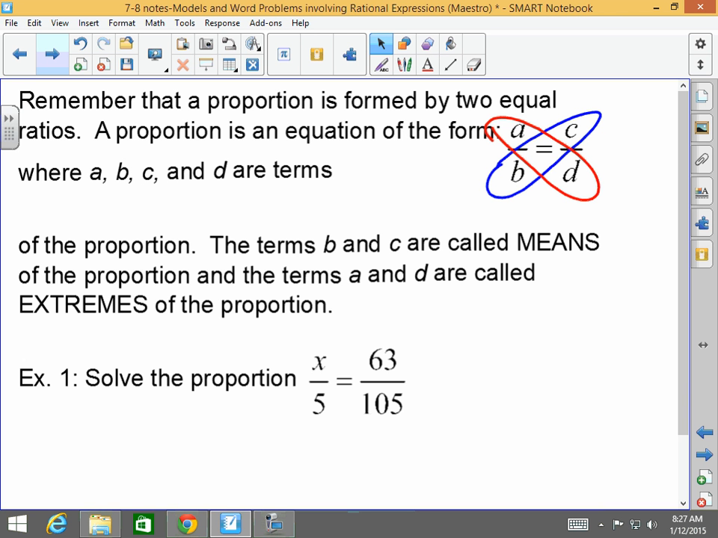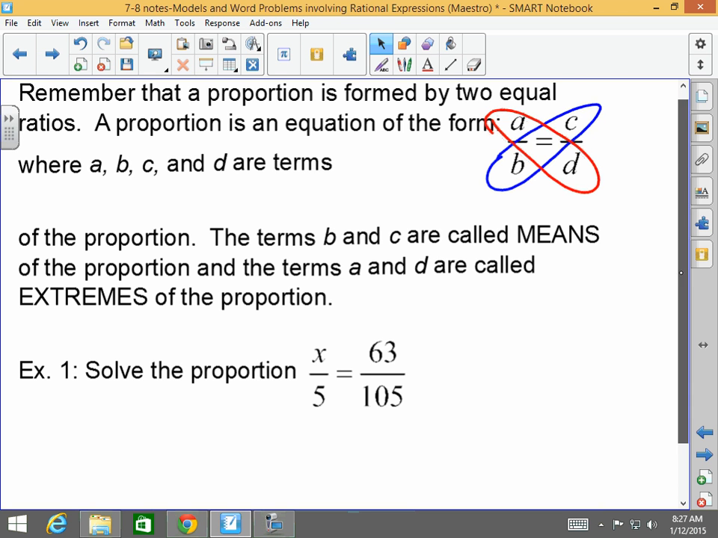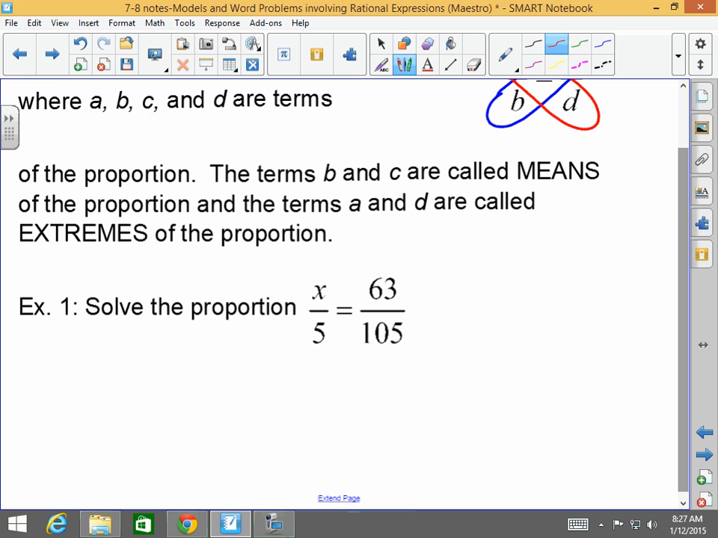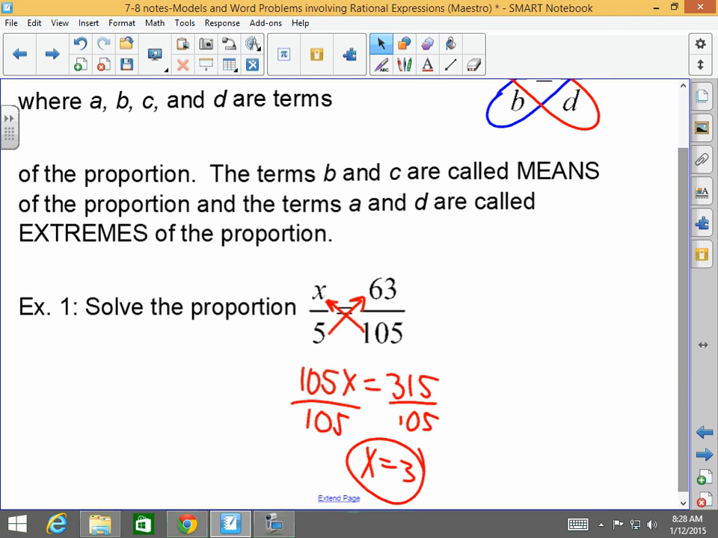So we're going to start off with the easiest type. They're just going to say solve the proportion. In this particular case, we're literally just going to solve. So you cross multiply. You multiply the extremes and you multiply the means. So I've got 105x equals 315, divided by 105, and x equals 3. Done. Pretty simple, easy, everyone's happy. Very simple type of problem.